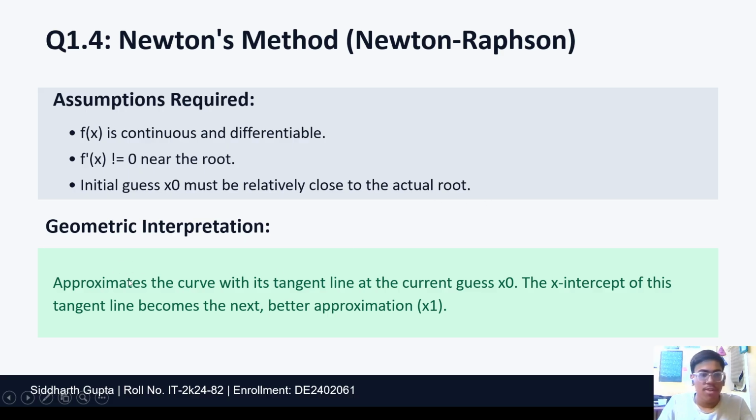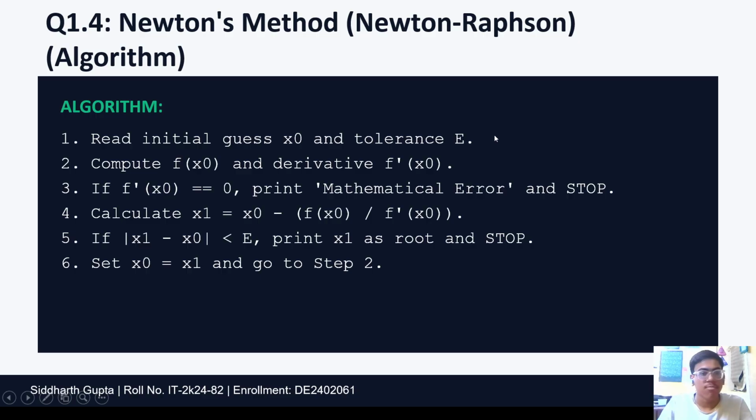Geometrical interpretation: we will approximate the curve with its tangent line at the current guess. Here for Newton-Raphson, the geometrical interpretation is a tangent. The tangent line will pass through the current guess x0. The x-intercept of the tangent line becomes the next, better approximation, x1. So these are the assumptions and geometrical interpretation required for the Newton-Raphson method.